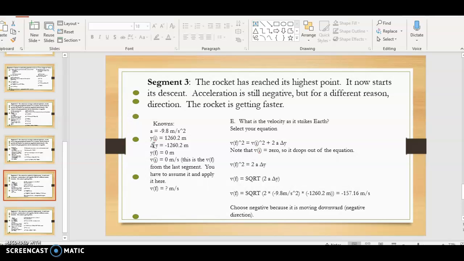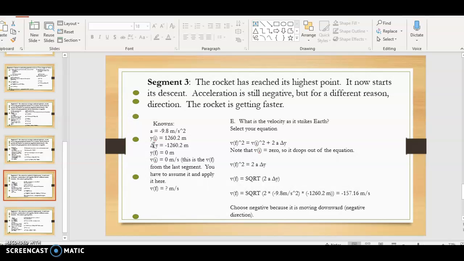So I use final velocity squared equals initial velocity squared plus 2a delta y. Note that vi equals 0, so it drops out of the equation. The initial velocity is 0 because it's at rest at the highest point. That was my vf in the last problem, and it's my vi in this third segment of the problem. So final velocity squared equals 2a delta y. Final velocity equals the square root of 2 times negative 9.8 meters per second squared times negative 1,260.2 meters. It's negative because my displacement is going downward.